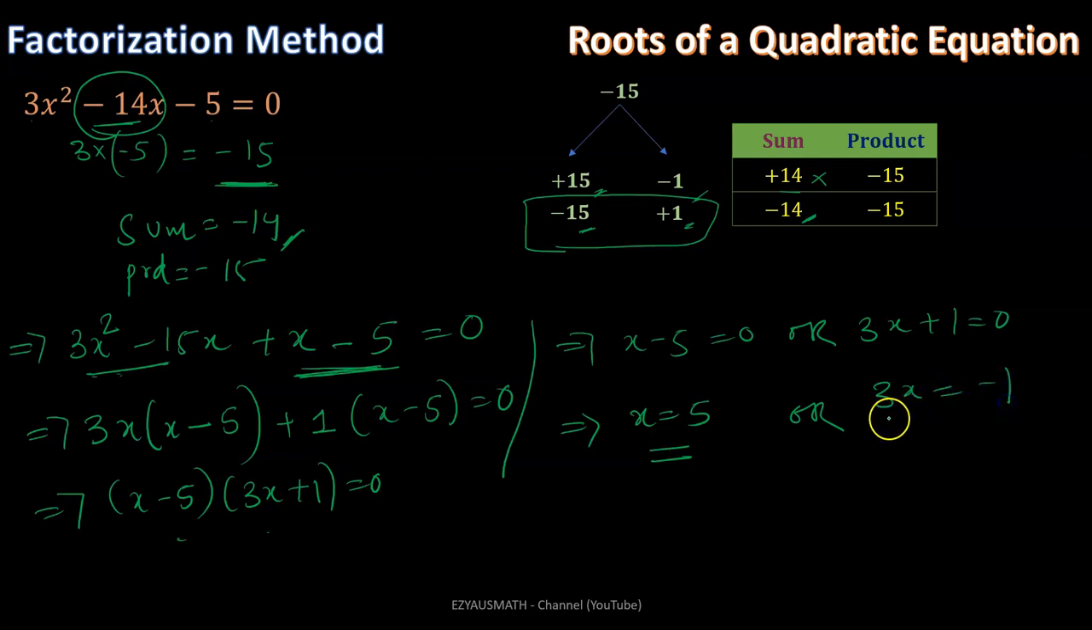Again, to get the value of x, we need to divide, since 3 is multiplied here. So we have to divide by 3 on both sides. So x is equal to minus 1 upon 3. So the two roots of this equation are 5 and minus 1 by 3.